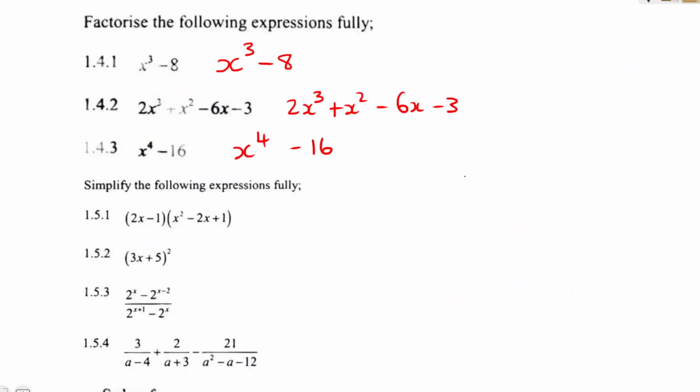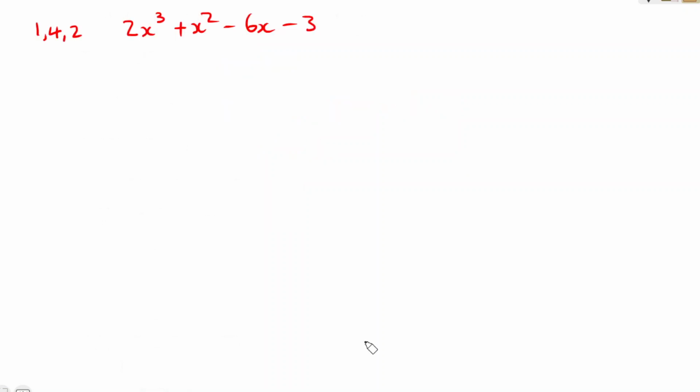Number 2, you are given 2x to the power of 3 plus x squared minus 6x minus 3. So this is a polynomial expression. In fact, it's a cubic. It has a third degree. We have to factorize this one. There are two ways to factorize this cubic polynomial. The first one is by grouping. The second way is by synthetic division.